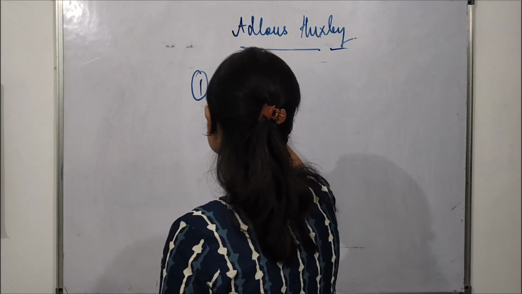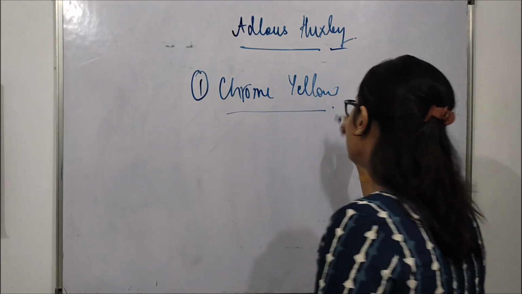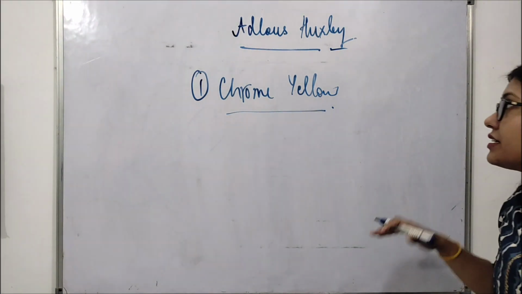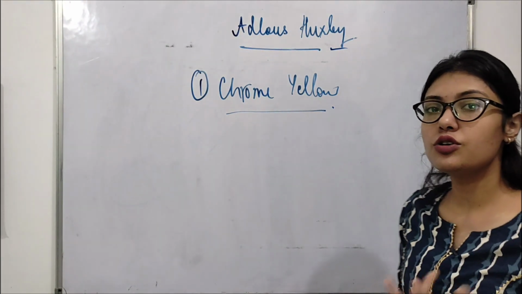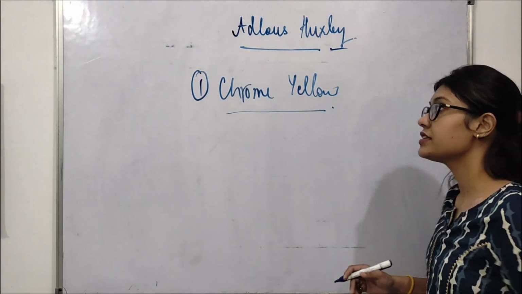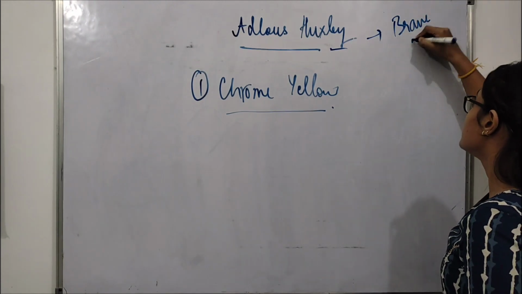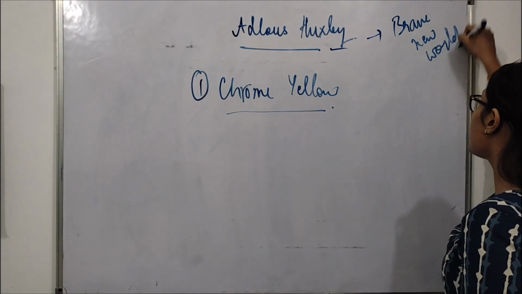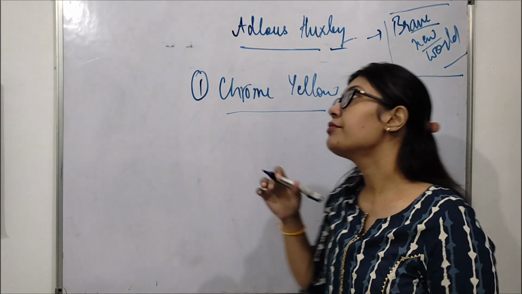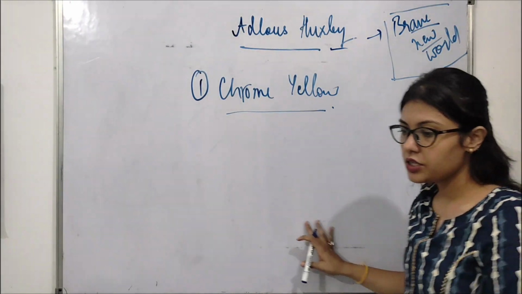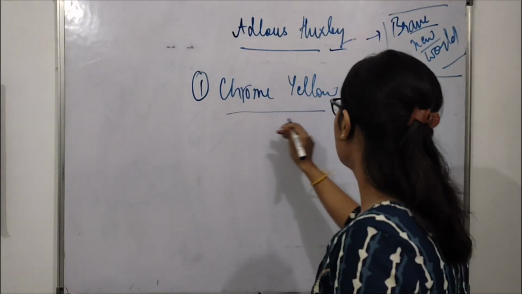Now let's talk about the works. The first is Chrome Yellow. There aren't a lot of works that are important from the perspective of going into details, so you should not go into details of all these works of Aldous Huxley. The only work that you have to read the details of is Brave New World. I will also explain what happens in Brave New World, but other than that, other works are not that important, and you should just remember the names and certain characteristics of the books.